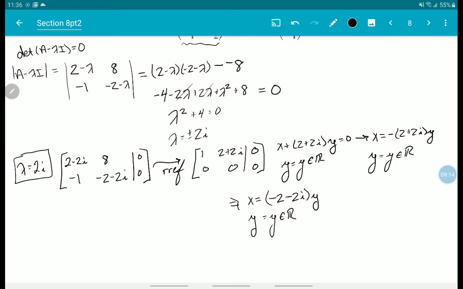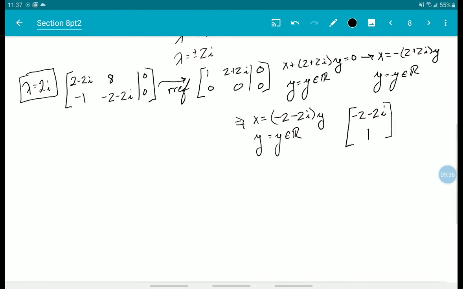So you literally can pick anything for y. I'm going to pick 1. So if I pick 1 for y, then when I substitute 1 in here, I get -2 minus 2i. Now we could have picked a -1. That would be fine also. You can pick any number. So this is going to give us real and imaginary parts. This is our B1, by the way. I'm just kidding. This is our K1.